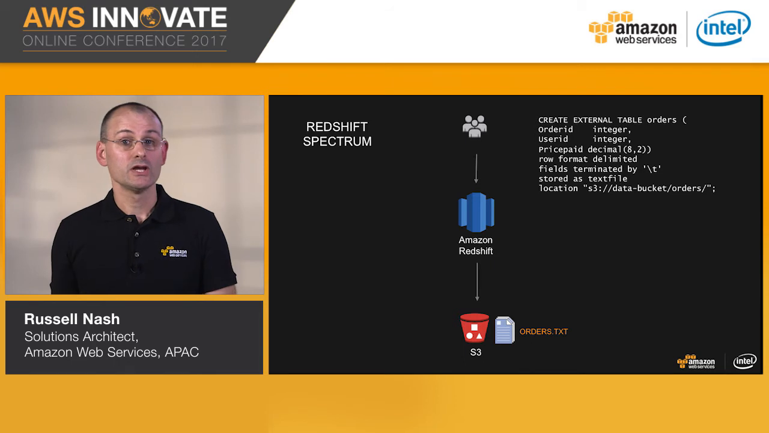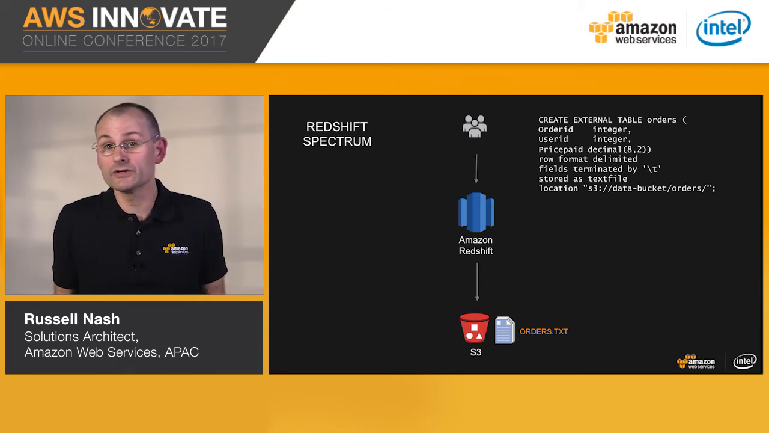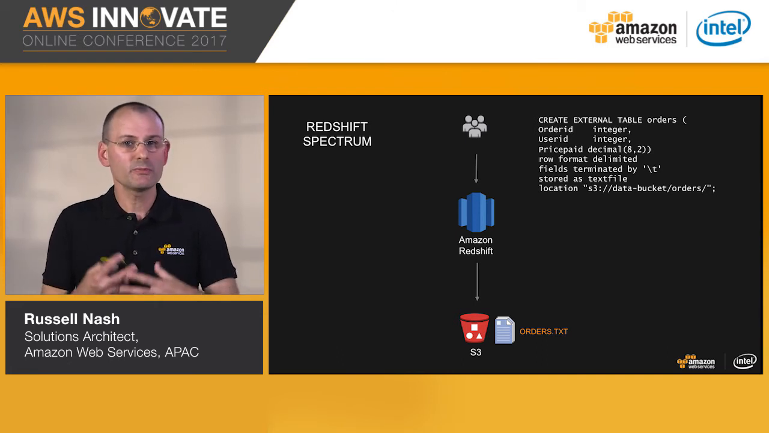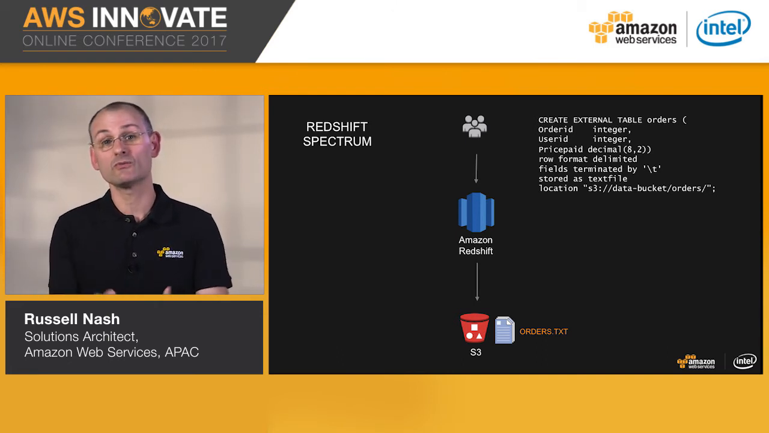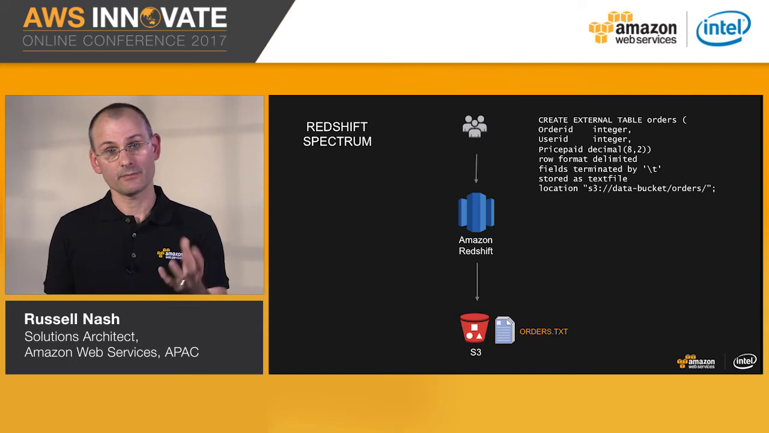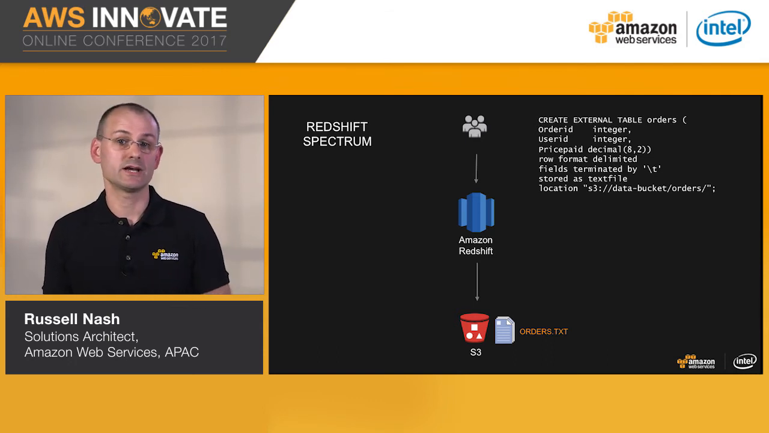So let's say we have some orders data that sits on S3, and let's say this is a very large file because we're getting lots and lots of orders. So we want to be able to query that, but we don't really necessarily want to load that into Redshift. So what we do is we first create an external table that points to S3, and then we'll be able to query that data without loading it.